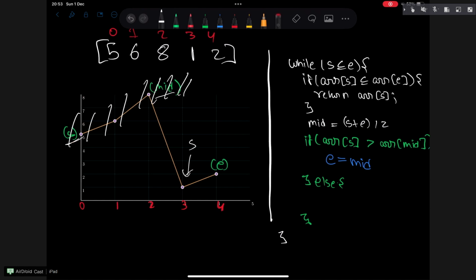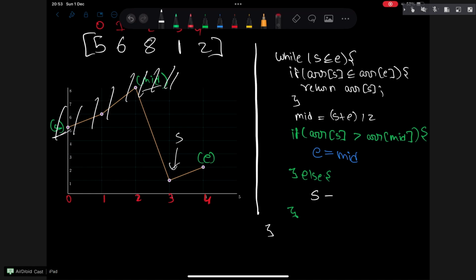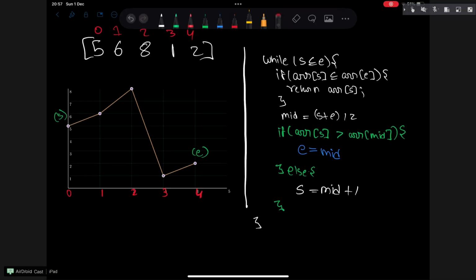Let's just do a dry run on the same example to understand it better. Let's calculate mid. The starting index is this, the ending index is this. Mid is s plus e by 2. Mid is going to be 2. This is where the mid is going to point. So why is it 2? Because it is 0 plus 4 by 2. It is going to be 2.